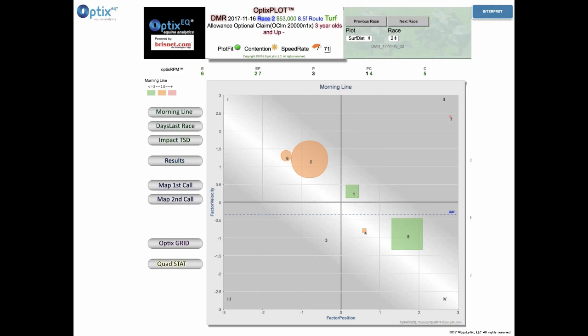Okay. So look what happens to this when we go to surface and distance. This is the plot with surface and distance. The 7 drops out because the 7 is never on the turf. The 1 moves up to square, right off the 2 and the 6, and then you've got the 3, 4, and 5 below the y-axis.